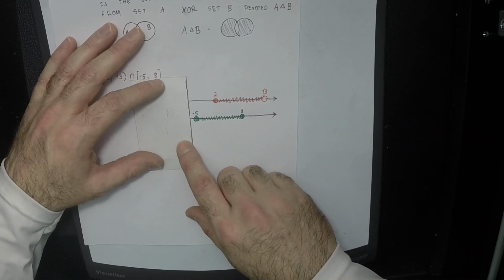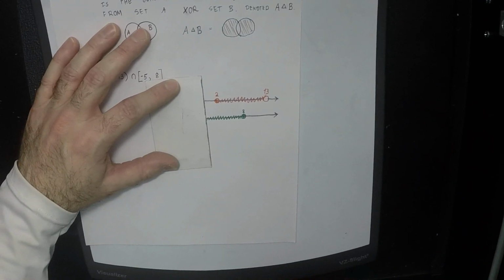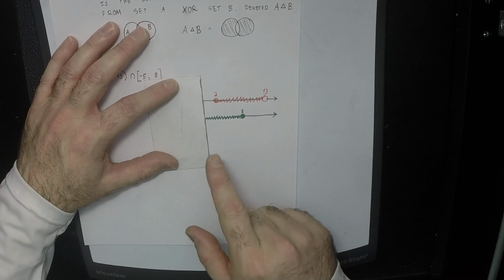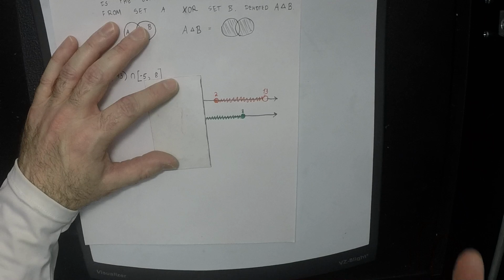How about like right here? This is like approximately 0. Is 0 in the intersection? It is not. It is not because we're looking for all the points that are both red and green. And even though this point here is green, it's not red. So it's not part of the intersection.